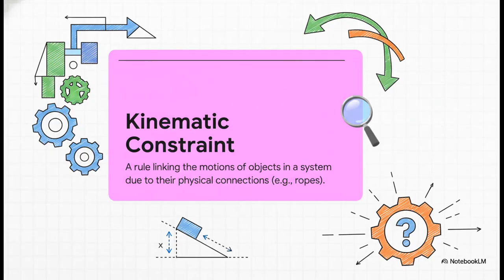This geometric connection is what physicists call a kinematic constraint. It's not a force. It's a rule about the geometry of the whole setup. And finding this relationship gives us a brand new equation that links the bar's acceleration to the wedge's acceleration. Without this equation, we'd be stuck with too many unknowns to solve the problem. It's the missing piece of the puzzle.